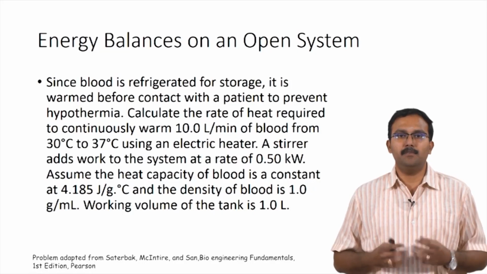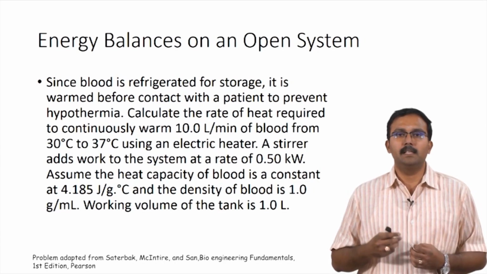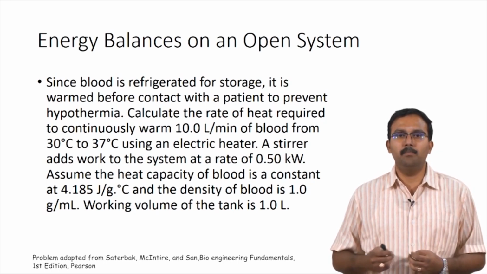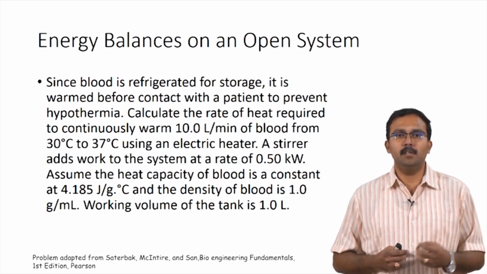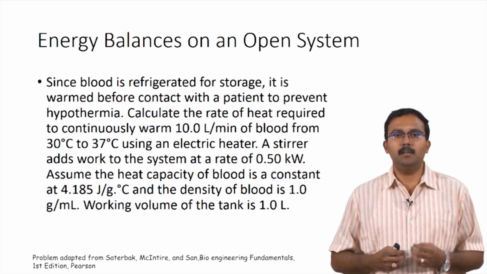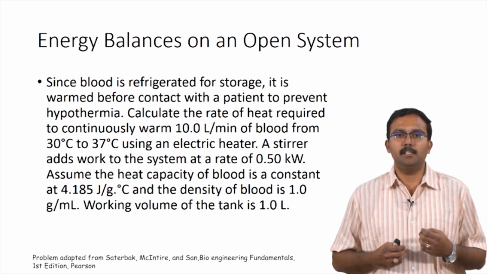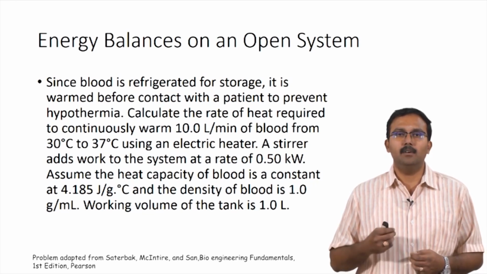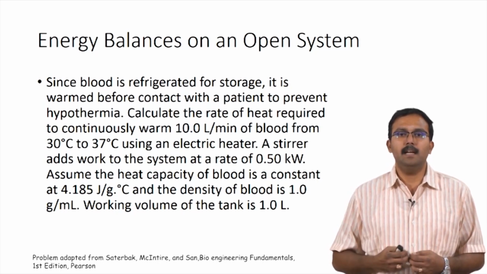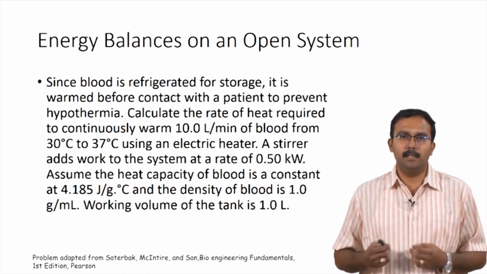Since blood is refrigerated for storage, it is warmed before contact with a patient to prevent hypothermia. Calculate the rate of heat required to continuously warm 10 liters per minute of blood from 30 degrees Celsius to 37 degrees Celsius using an electric heater. A stirrer adds work to the system at a rate of 0.5 kilowatts. Assume the heat capacity of blood is a constant at 4.185 joules per gram degree Celsius. The density of blood is 1 gram per ml. Working volume of the tank is 1 liter.